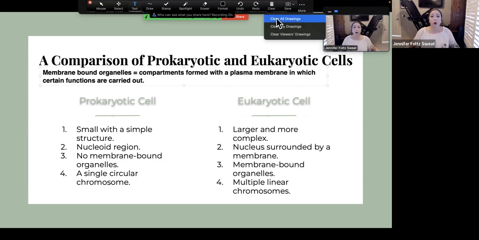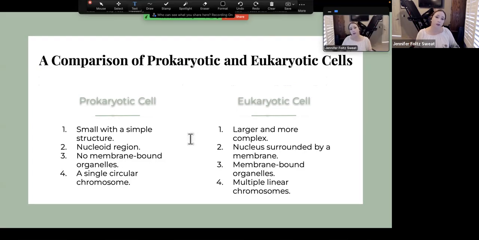Finally, prokaryotes have a single circular DNA. So it actually looks like a circle. It is double-stranded, just like our DNA, but it forms a circle, whereas eukaryotes have linear chromosomes. We have linear structures, linear meaning straight structures that contain our genetic information. So we have multiple linear chromosomes, whereas prokaryotes have one circular piece of DNA. I guess you could call it a chromosome.